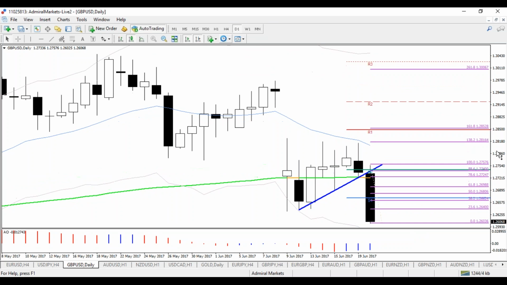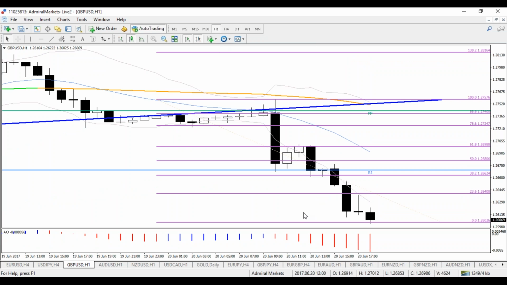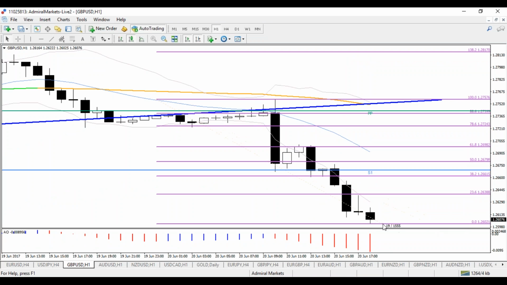So pound dollar looks bearish. I wouldn't say today. It already traveled quite a lot, and I think that it could go into a consolidation. Maybe not right now, but pretty soon. I don't think that trading these last few pips makes sense. Of course, it could still break the current low by a few pips.